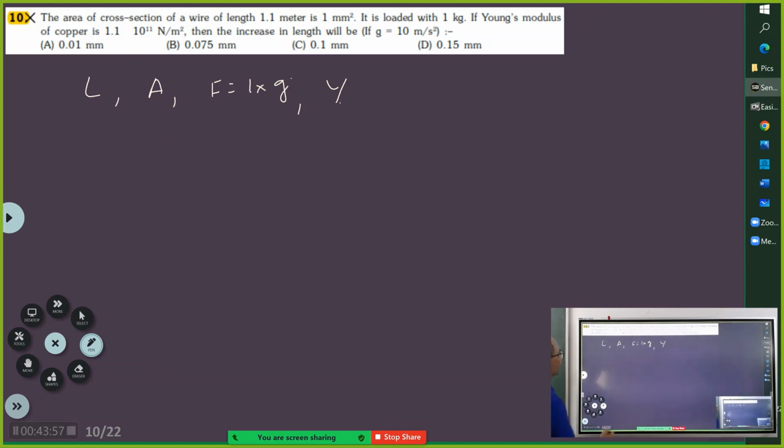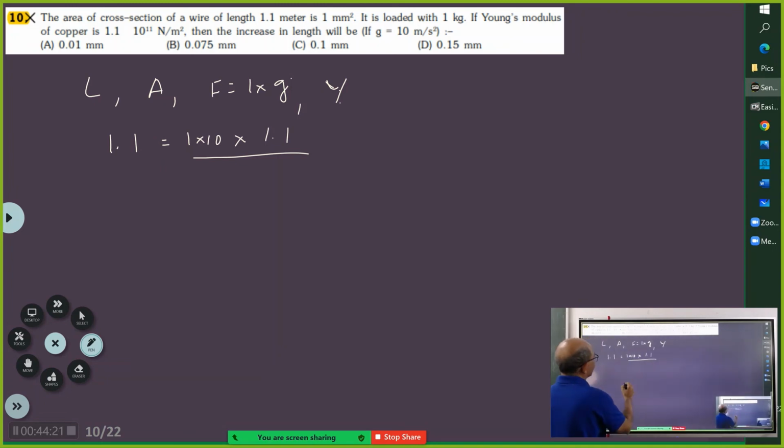So, what's the difficulty in this problem? All the values are given. So, how would I solve this problem? Y is equal to the force, and force will be 1 into 10. And L, the original length, is 1.1 meter. I am not writing all the things. You know my style of working. And the area they have given is 1 millimeter square. You can convert it into meter square. And delta L is the increase in the length, which they are asking.